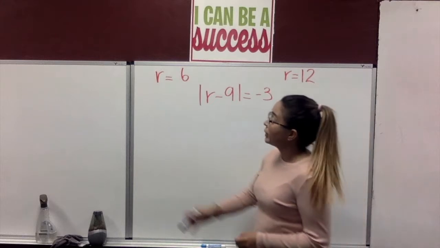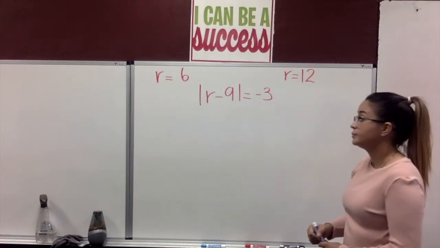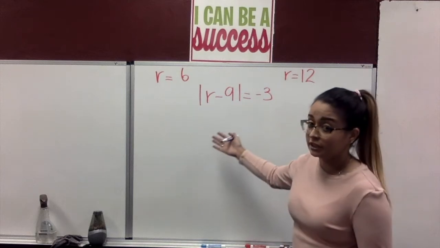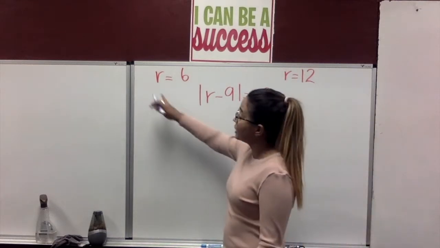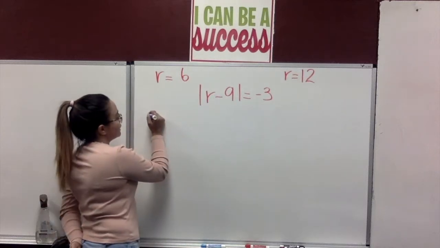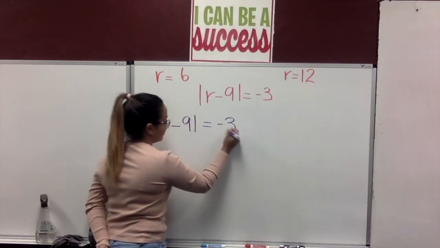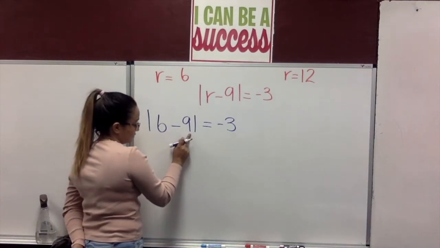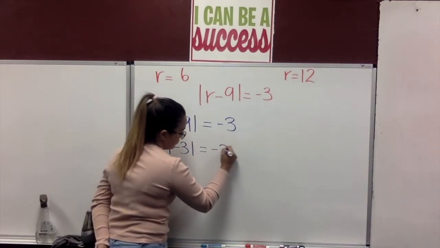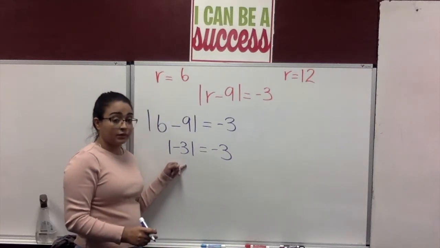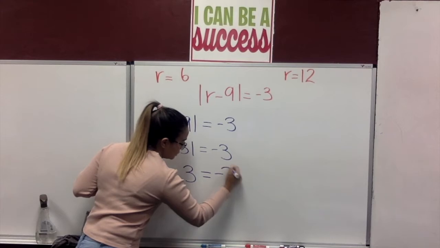Now we left off where we had the solution for r, which was 6, and another solution for r, which was 12. Now let's plug them both into our equation and see if the answer is correct or if our equation has no solution. Let's start off with this side. We're going to plug in the value 6 for r. So it's going to be 6 minus 9, which is equal to negative 3. This leaves us with the absolute value of negative 3 is equal to negative 3, which technically means 3 is equal to negative 3.